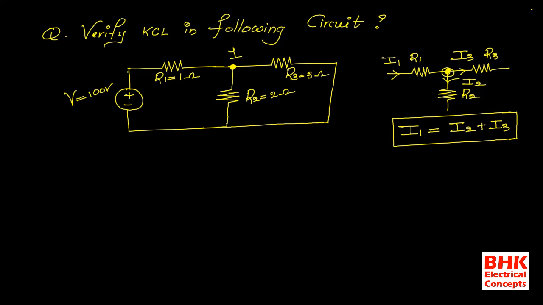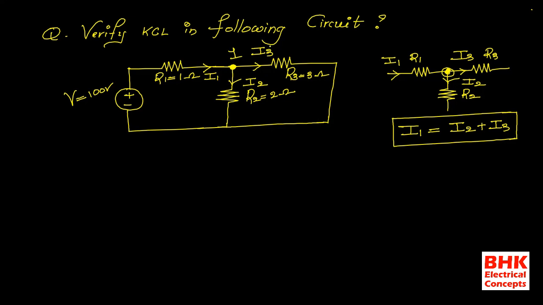In this given circuit we have only one junction point, that is one node point. I am giving names to the branch currents: this is I1, this is I2, and this one is I3. If you want to verify Kirchhoff's current law in this circuit, you need to find the value of I1, and again you need to find the values of I2 and I3. After getting all these currents, you need to apply KCL at this junction point and write down the expression I1 is equal to I2 plus I3.